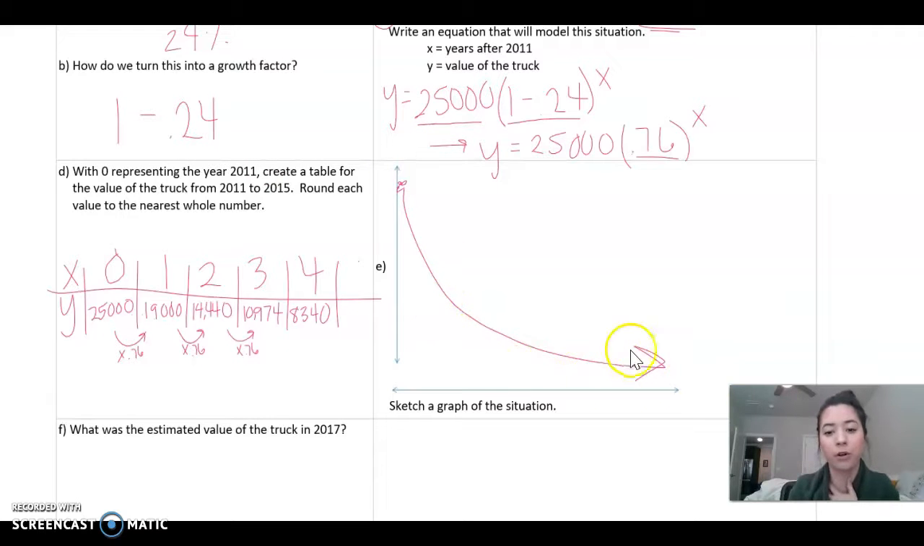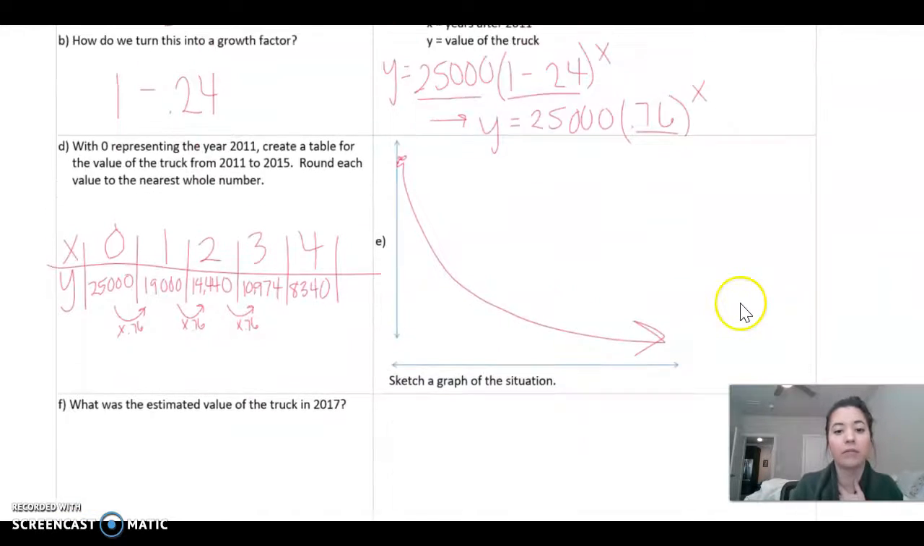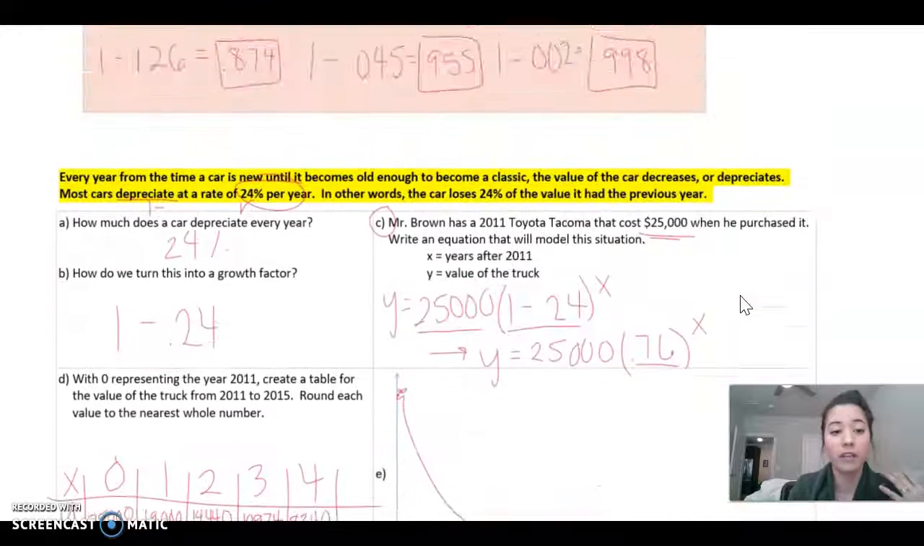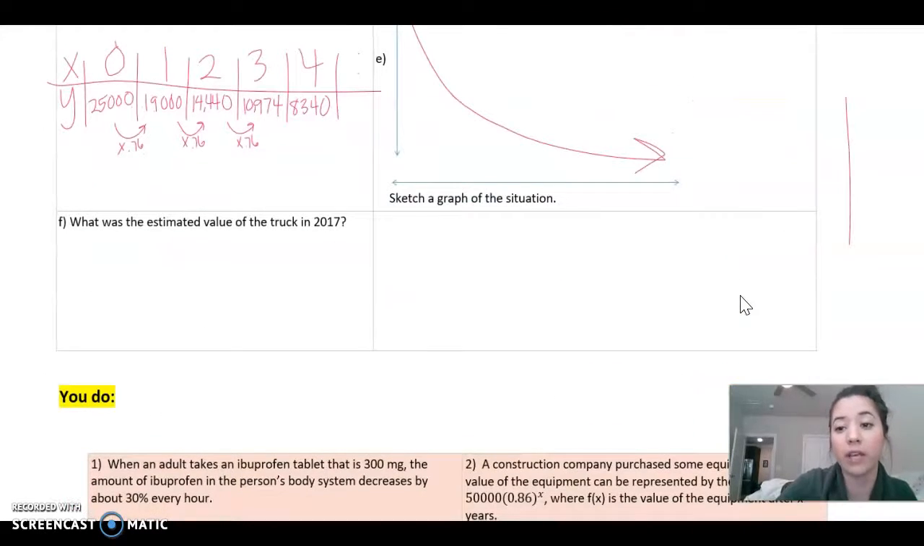But this is our typical look for a decay. Remember, for our growth, when we said an increase of 24, we see something instead that looks like this, that rockets up towards the sky. That was our increase.